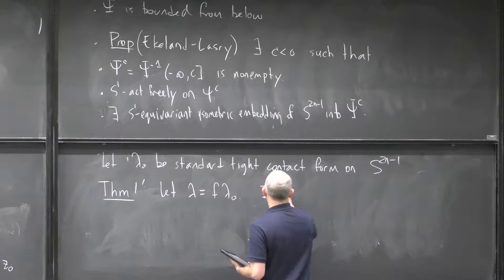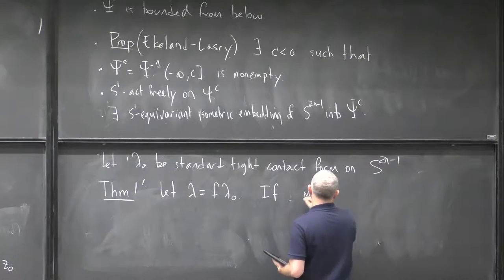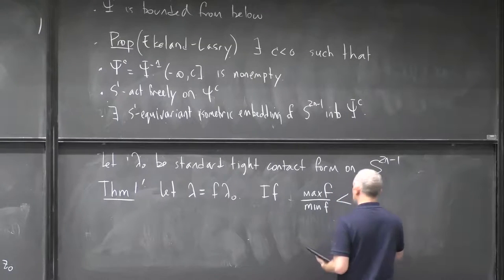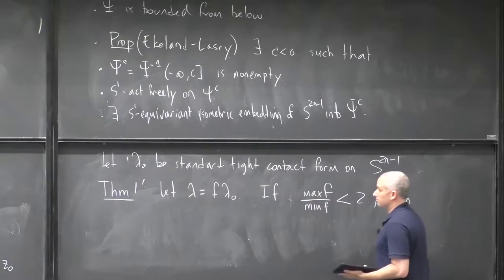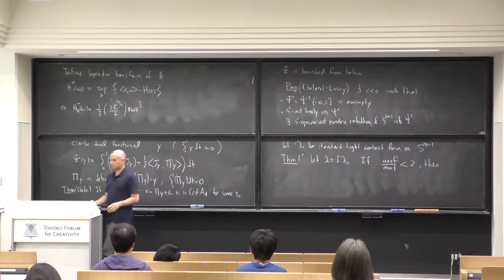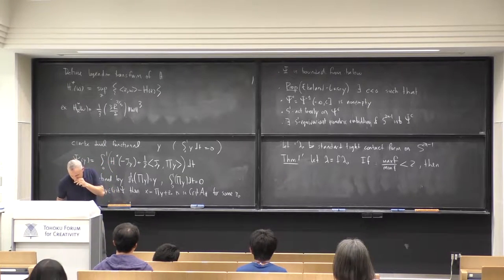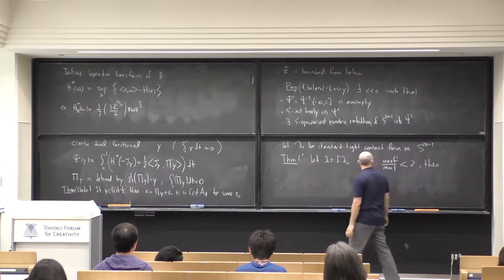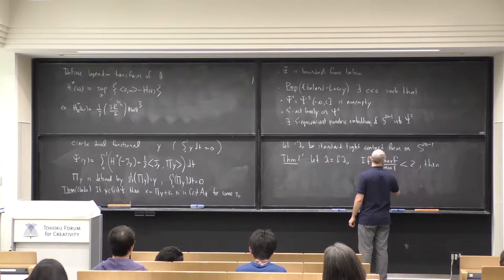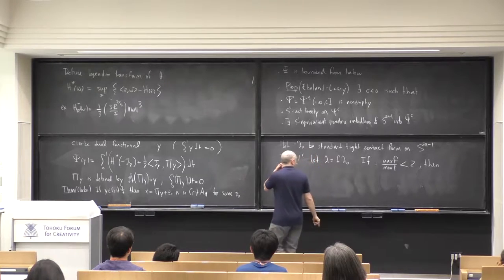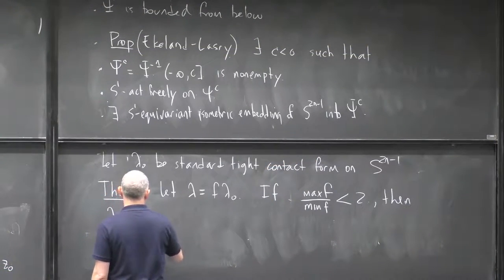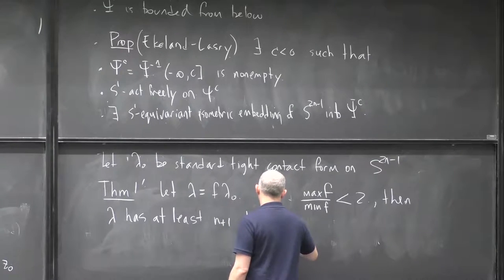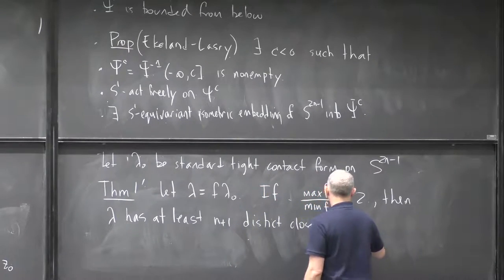We'll say the following. If max f over min f is less than 2, so this is a simple C0 condition on f, an L infinity condition, we just care about the max and the min, then lambda has at least n plus 1 distinct closed Reeb orbits.